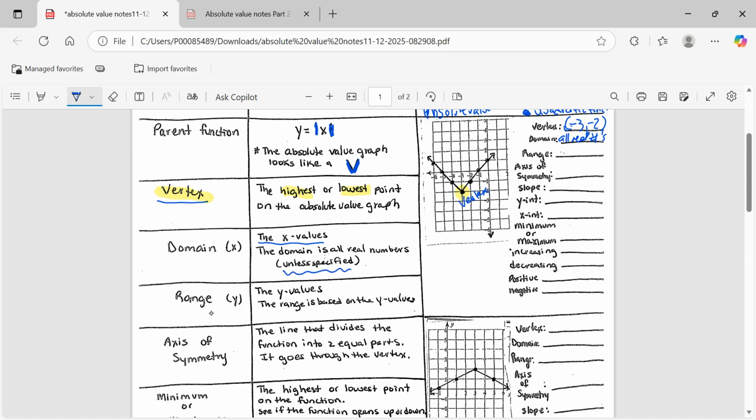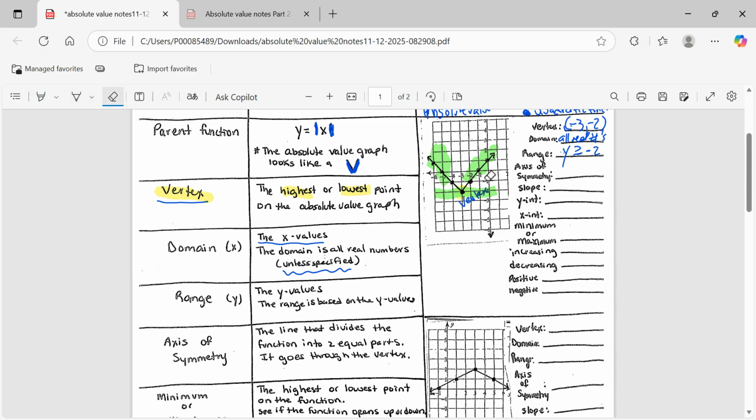The range, see that little tail on the G? It goes with the y. The range refers to your y values, and it's going to be based on the y-axis. So if I look, my lowest y value is going to be right here, and the function is going above. There's nothing below that line on the y. Therefore, your range is every y value that is greater than or equal to -2.